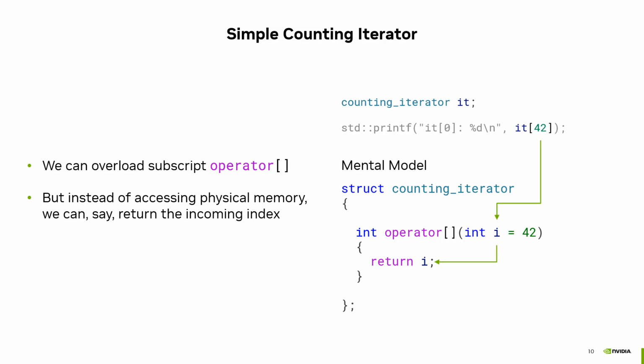Since we can put any code in the subscript operator, we don't have to limit ourselves to the concept of physical memory at all. For example, imagine a type whose subscript operator just returns whatever index you pass in. Pass it 42, you get 42. That might seem pointless at first, but by the end of this course, this little trick will become one of your best friends.